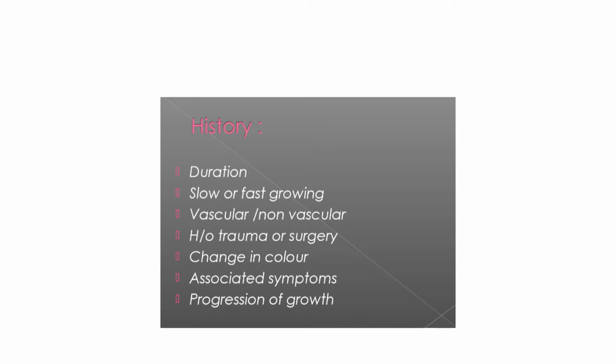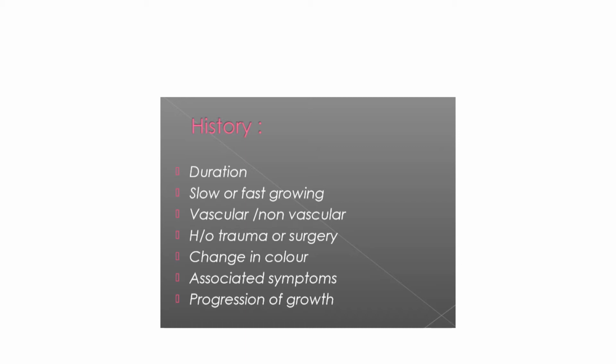Importance of history in the differential diagnosis of the swelling at the limbus. So duration. Duration is important because certain swellings can be there at the limbus for a long time, and certain swellings will be acute in onset. Acute means it will go towards certain differential diagnoses like neoplastic, or it could be a traumatic cyst like granuloma. Then slow growing or fast growing. If it is slow growing, nothing to worry. It could be a dermoid, a dermolipoma or a nevus. If it is fast growing, it can be a neoplastic tumor, or it could be a granuloma. It can be a vascular tumor, or it can be a non-vascular swelling.